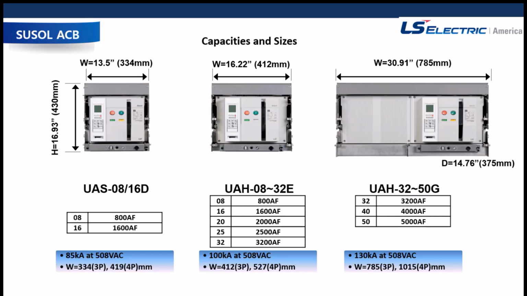Capacities and sizes. I'm not going to spend a lot of time on this, just a brief overview. The heavy hitters are the UAHs from the 08, that's 32, and then from the 32 to the 5,000 units. We do get some calls for the UAS 08s. There's just a smaller dimensional unit, and again, stocking is there. We don't have a lot of them in stock, but they can be ordered.